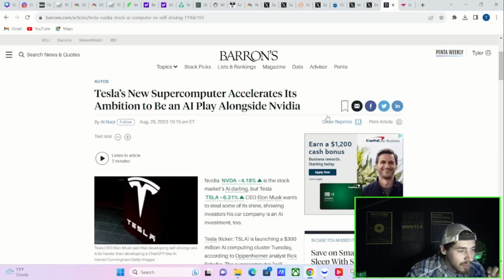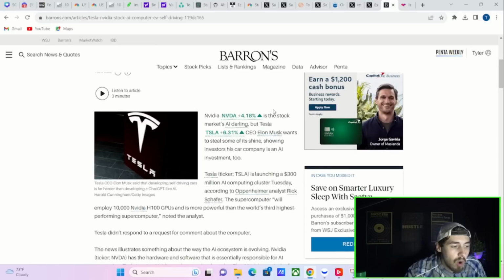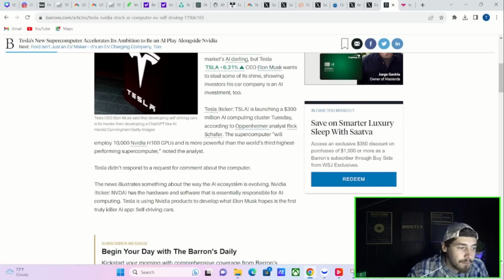Catalyst number two, Tesla's 10,000 NVIDIA H100 GPU cluster just went live today. Oppenheimer analyst Rick Schafer said, quote, "The supercomputer will employ 10,000 NVIDIA H100 GPUs and is more powerful than the world's third highest performing supercomputer." The news illustrates something about the way the AI ecosystem is evolving. NVIDIA has the hardware and software that is essentially responsible for AI computing. Tesla is using NVIDIA products to develop what Elon Musk hopes is the first truly killer AI app: self-driving cars.